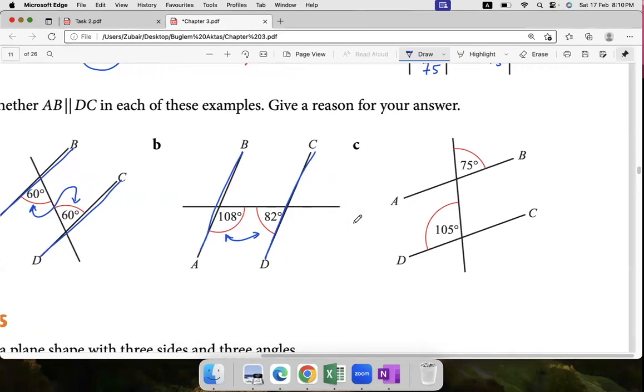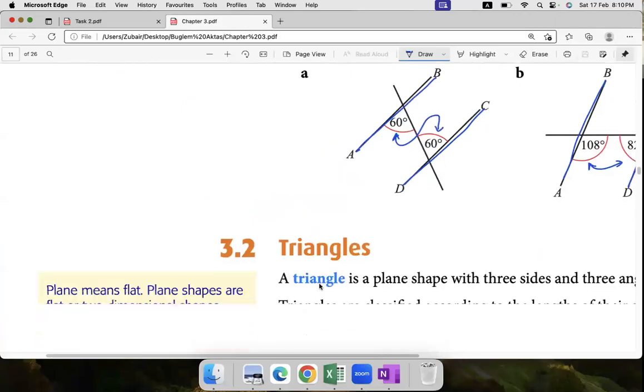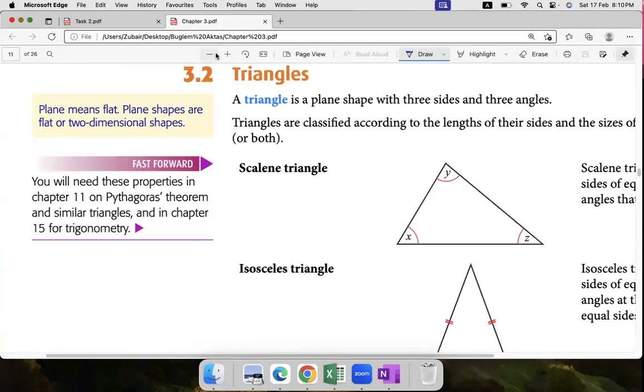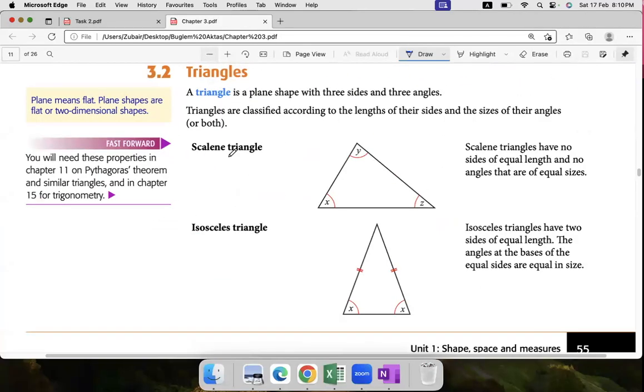What about this last one? If I just find this angle, that would be 75. Still 75, and your favorite property, corresponding. So yes, all three were parallel.